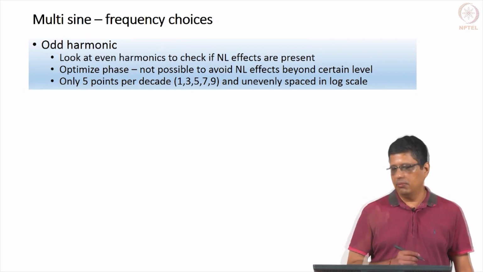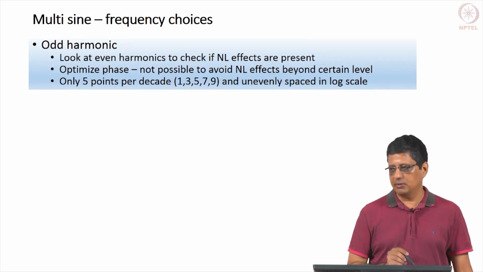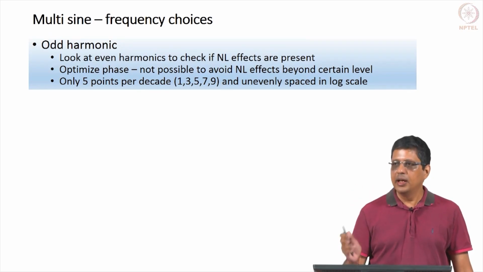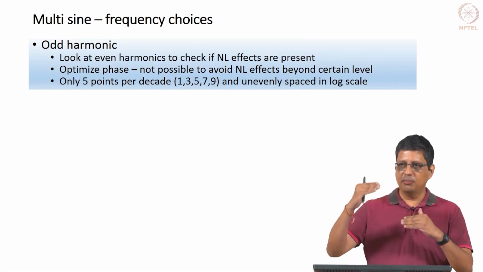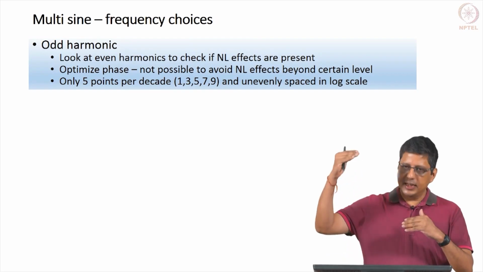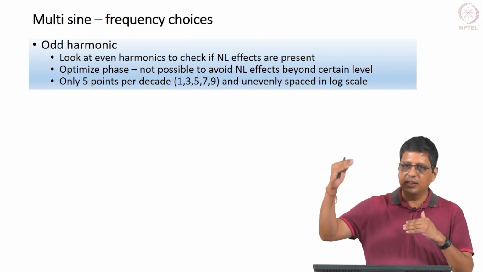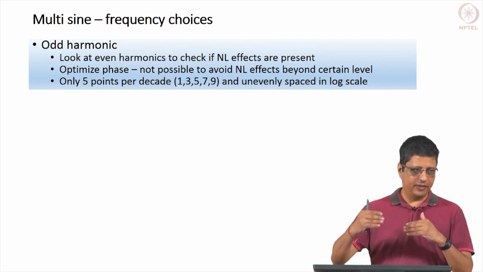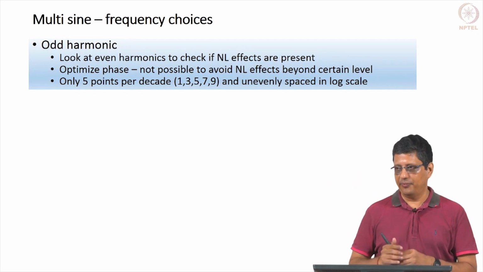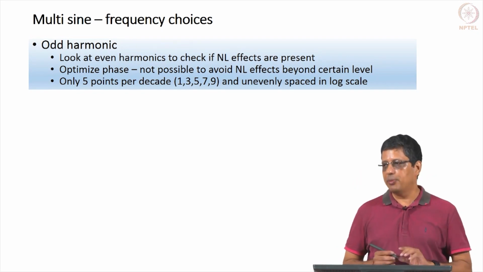There is another problem. Each decade, meaning 1 to 10, 10 to 100, I have only 5 choices: 1, 3, 5, 7, 9. I can say I will take frequency of 0.1 hertz, 0.3, 0.5, 0.7, 0.9. Then next I will start again at 1, although it is close to 0.9, it is fine, 1, 3, 5, 7, 9, 10, 30, 50, 70, 90 and so on. Because I choose odd harmonics, I have only 5 points per decade.